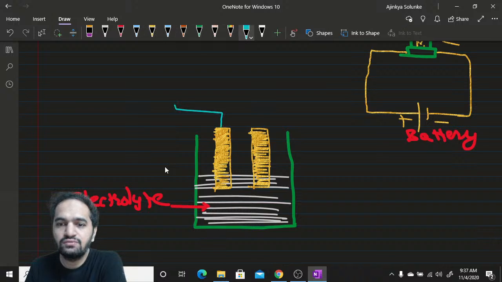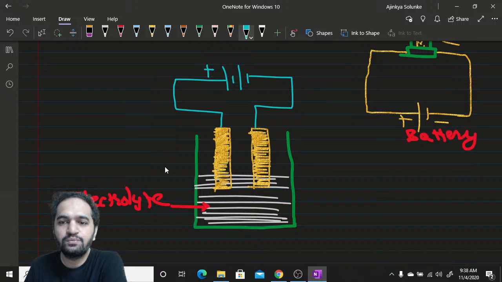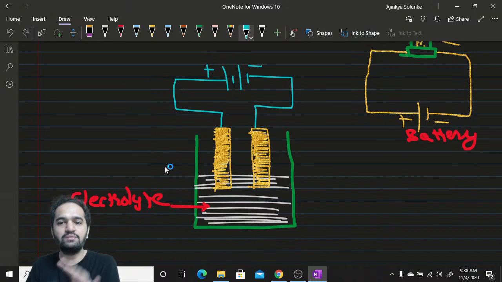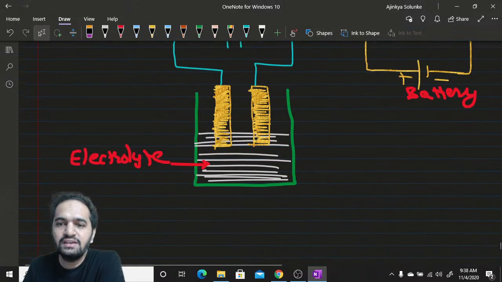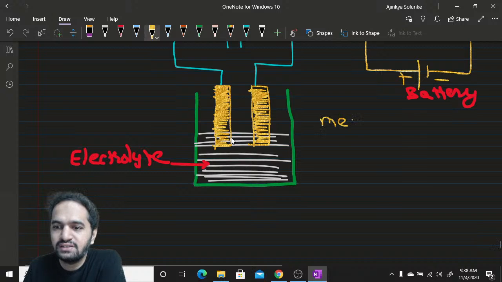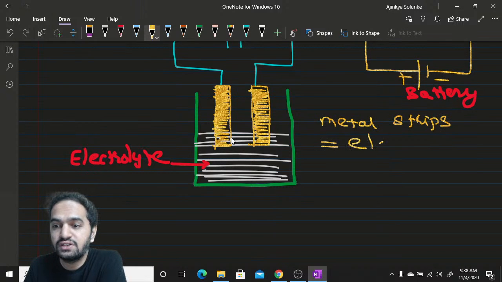Okay, so this is my battery here. Positive, negative. I have connected one terminal to the positive and the other I have connected to negative. So this is my electrode 1 and this is my electrode 2. Basically the metal strips are called electrodes. You have to always call them electrodes.